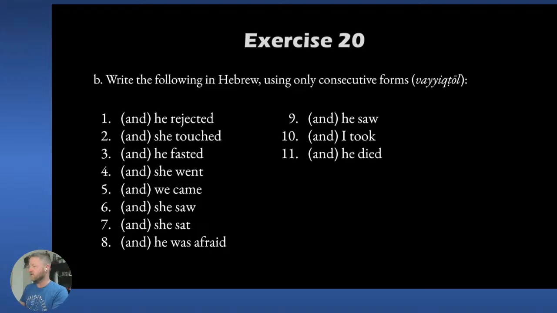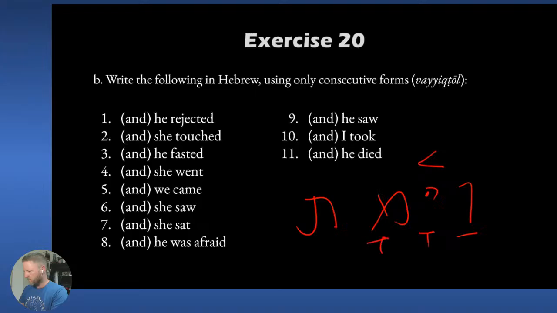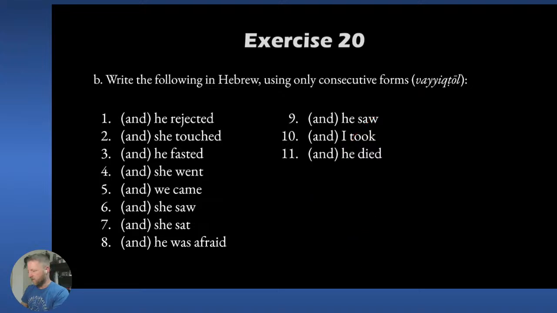He died. This is from the word mot, mot or mut, lamut, to die. Okay, that's the infinitive construct that we're going to go over next week. He died. He will die. Yamut. Let him die. Yamot. Joseph. Yamot. Let him die. Vayamot. And he died. Vayamot, where the stress is moved and the O becomes O, okay, in a closed syllable that's unaccented.